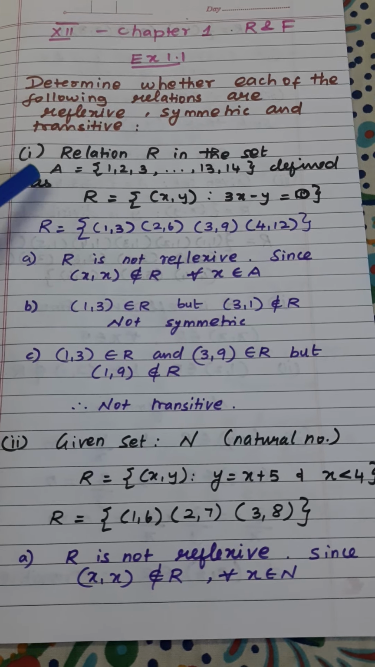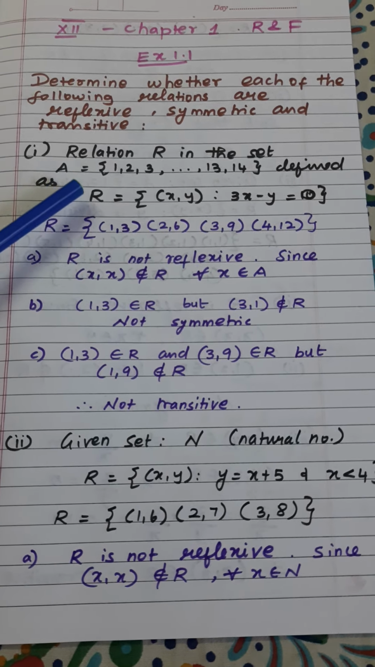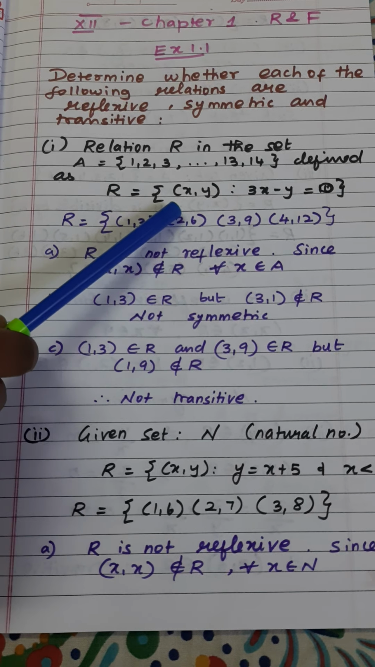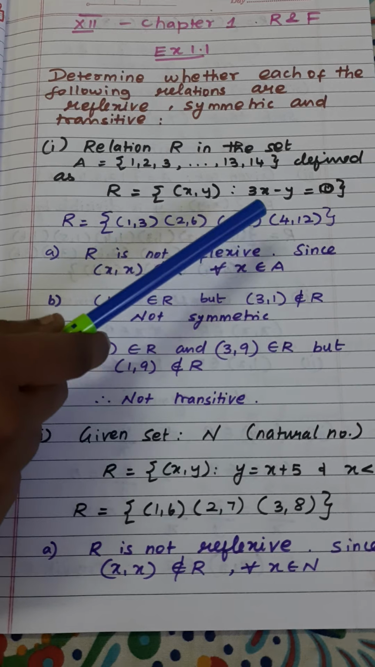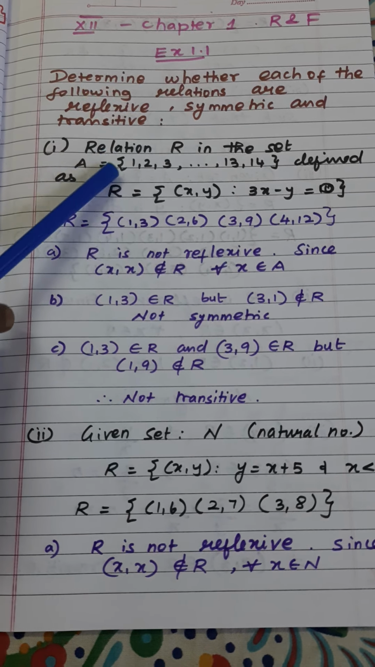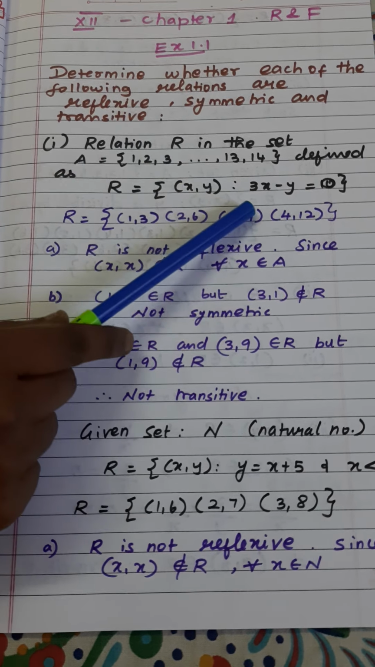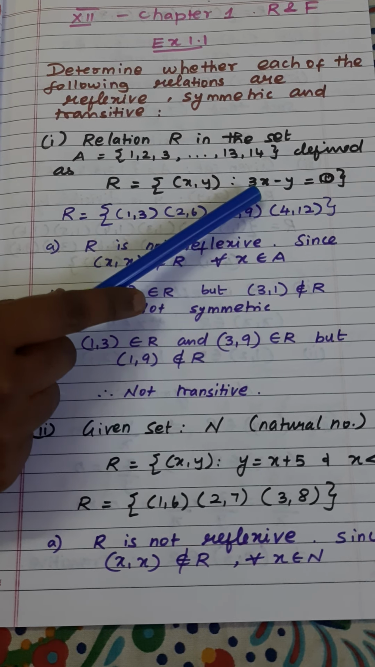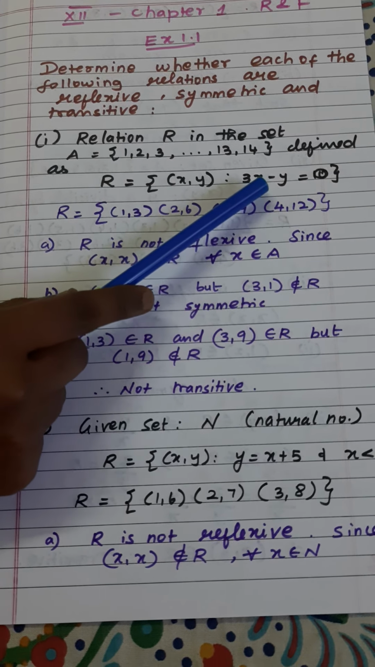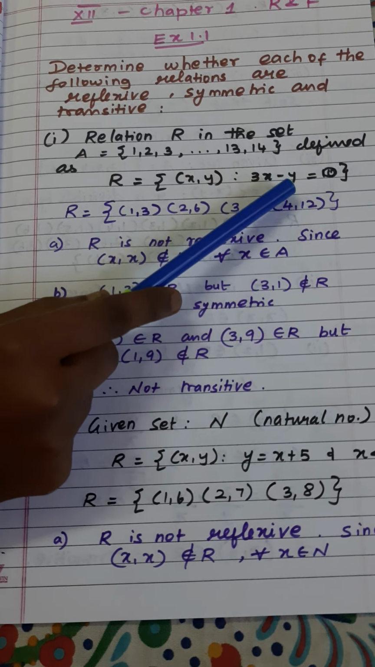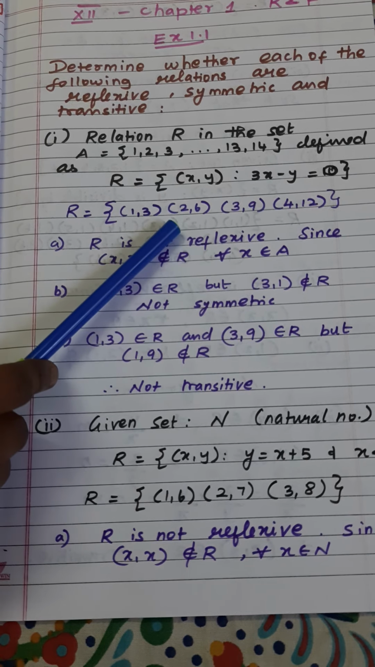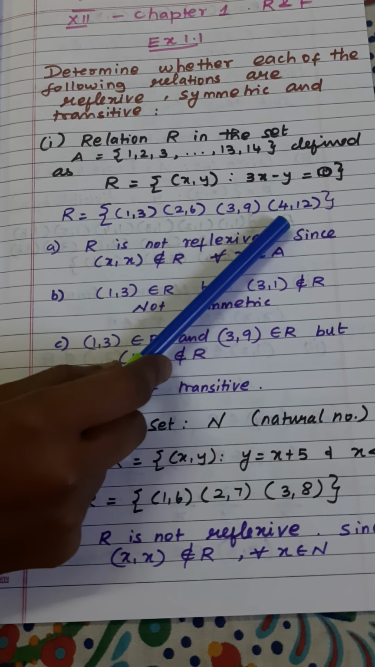First problem, the given set is A = {1, 2, 3, ... till 14} and the given relation is R = {(x, y) : 3x - y = 0}. First we need to substitute the numbers from the set which satisfy 3x - y = 0. When you substitute x = 1, 3 ones are 3, so we need 3. So 3 - 3 = 0. So the ordered pairs are (1, 3), (2, 6), (3, 9), (4, 12).